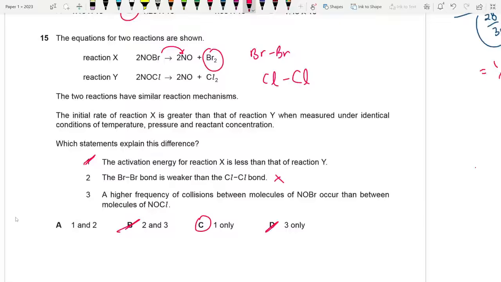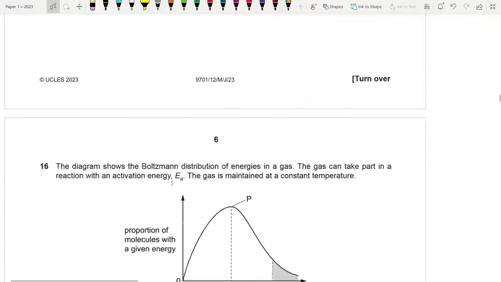Let's still take a look at 3. A higher frequency of collisions between molecules of NOBr occur than between molecules of NOCl. That's not right because all the conditions are the same, temperature and concentration. So the same number of collisions occur. It's just the number of successful collisions that might differ due to having different activation energy, okay? So 15 is C. 16.